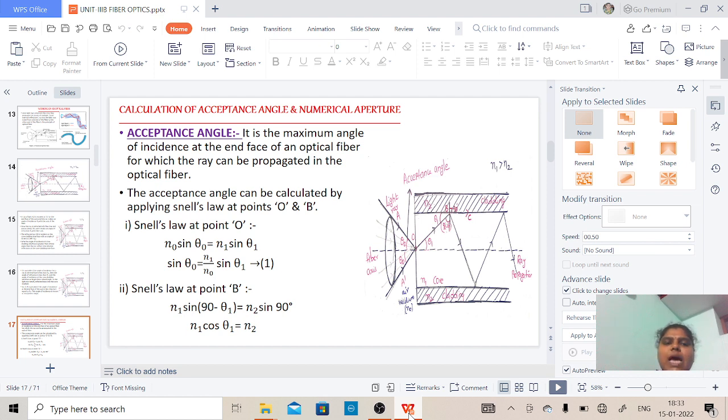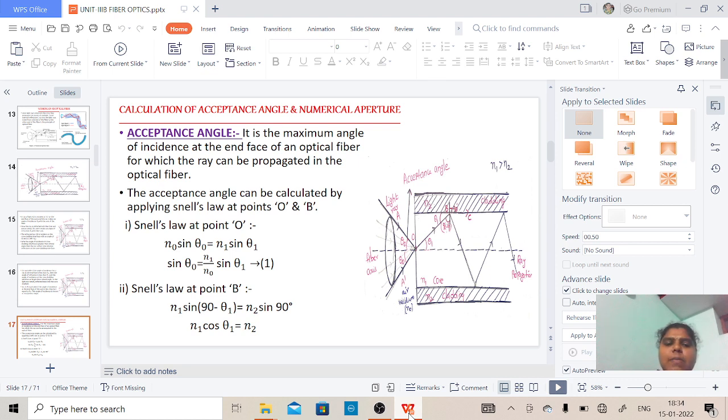Now, acceptance angle. It is the maximum angle of incidence at the end face of an optical fiber for which the ray can be propagated inside the fiber. That means it's the maximum angle of incidence at one end of the fiber for which the ray propagates in the optical fiber. So for this angle, the light should propagate, taking multiple reflections within the fiber. The acceptance angle can be calculated by applying Snell's law at points O and B.